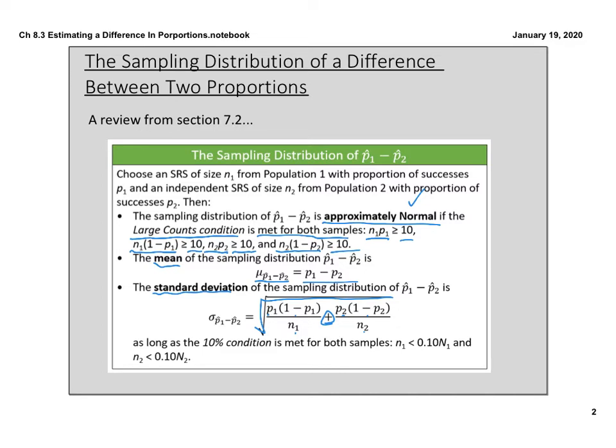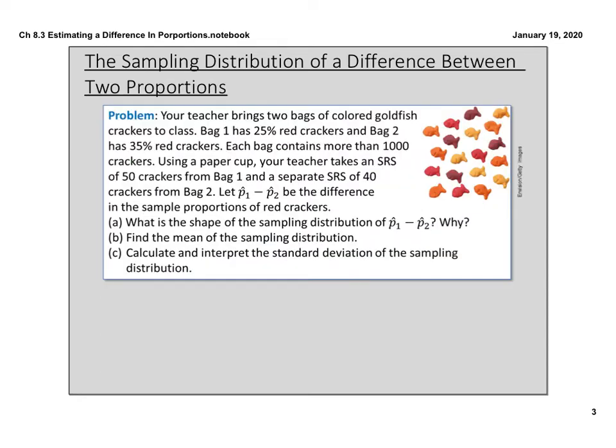We also have to state this. We have to state the 10% condition for both proportions, for both samples. Okay, so it's a lot of conditions to get checked off. So just heads up on that. We're going to practice one on the next slide.